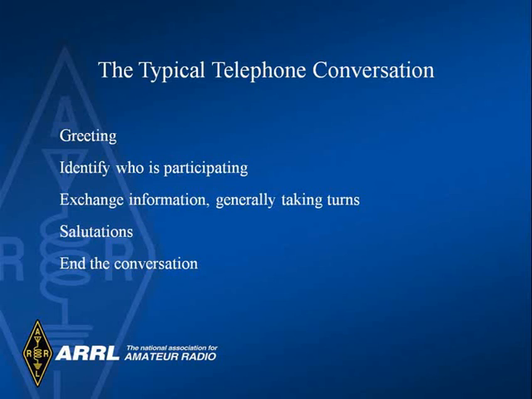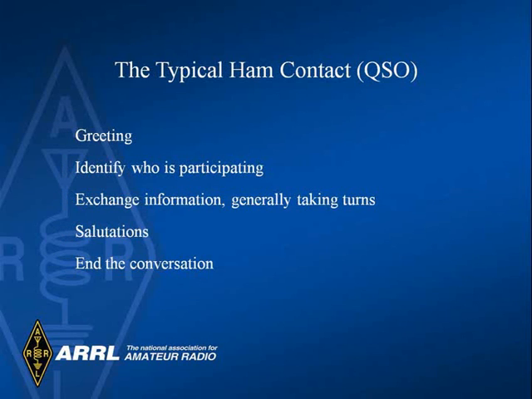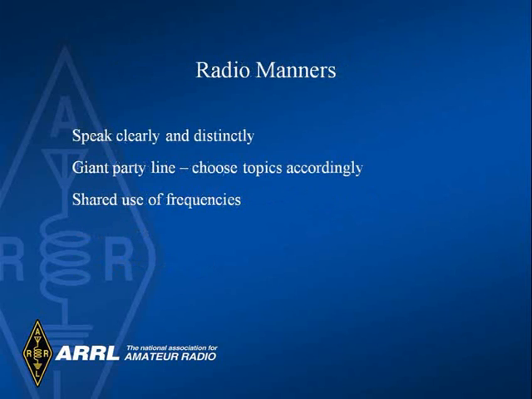Typical telephone conversations include a greeting, identifying who is participating, exchanging information, generally taking turns, a salutation, and the end of a conversation. A typical ham contact, called a QSO, generally includes those same elements. Remember to speak clearly and distinctly. Ham radio is a giant party line where anyone and everyone can listen in, so choose your topics appropriately.